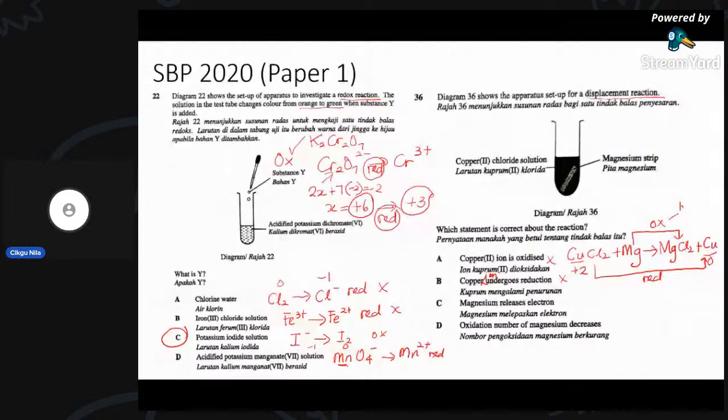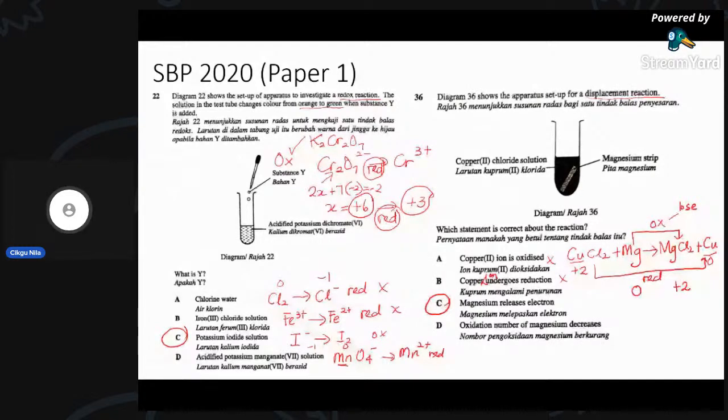Lose electron and release electron is the same. So your answer should be C. Oxidation number of magnesium decreases? So magnesium on the left hand side, if you see, it is 0. On the right hand side, the oxidation number is positive 2. It increases.